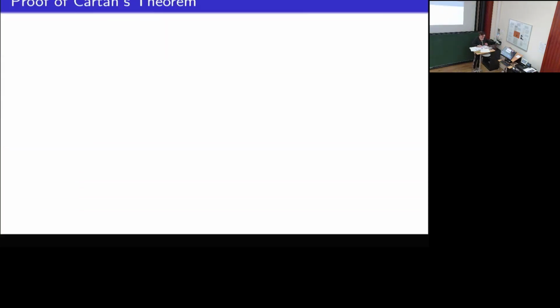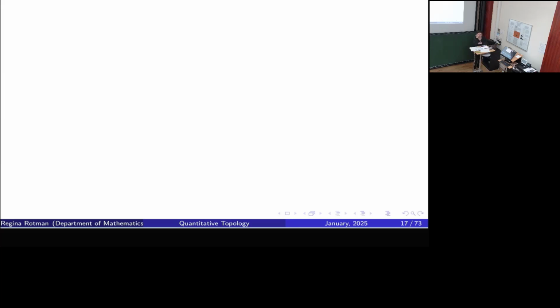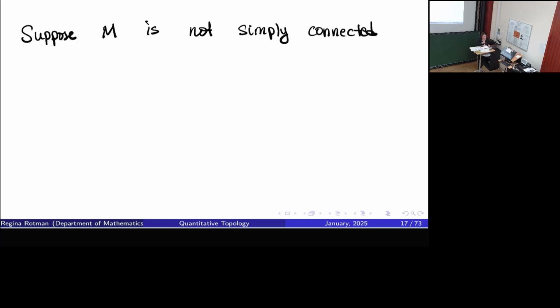Okay, so let me continue. Now the proof of Cartan's theorem becomes kind of easy because, let's say your manifold is not simply connected, and then you take a non-contractible curve.